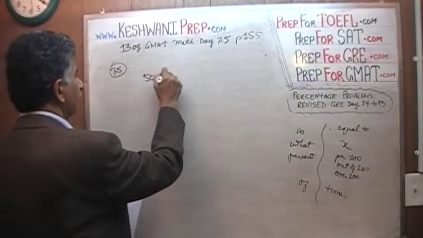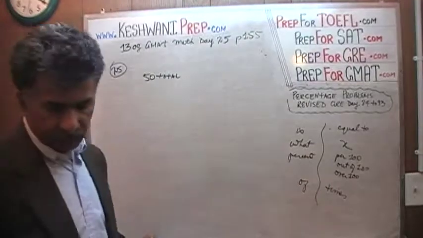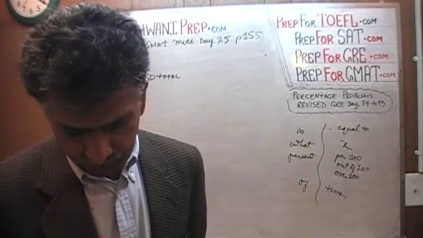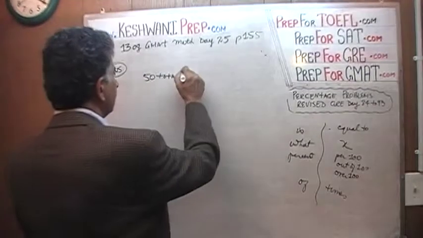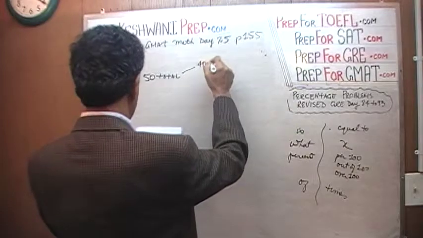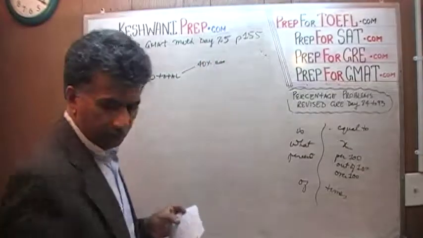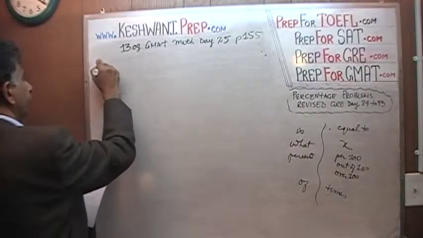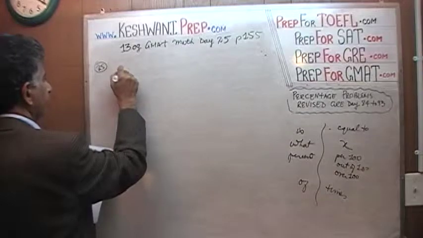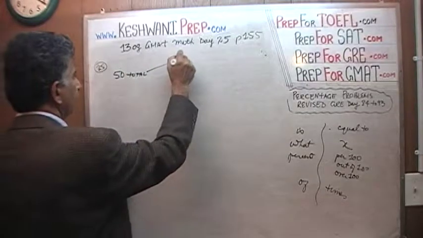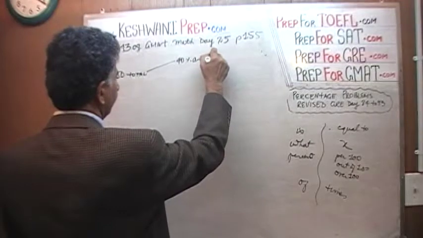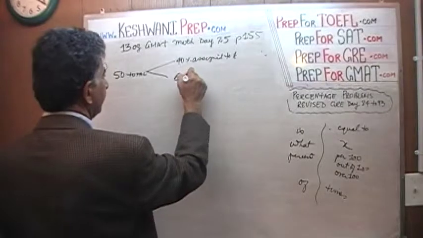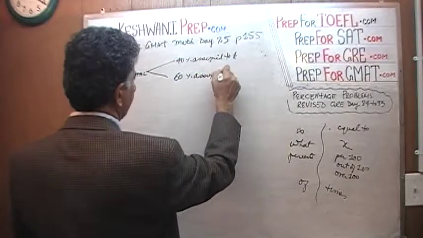We have 50 total people. Problem number 25: we have 50 researchers in a group. 40% will be assigned to team A, and the remaining 60% will be assigned to team B.